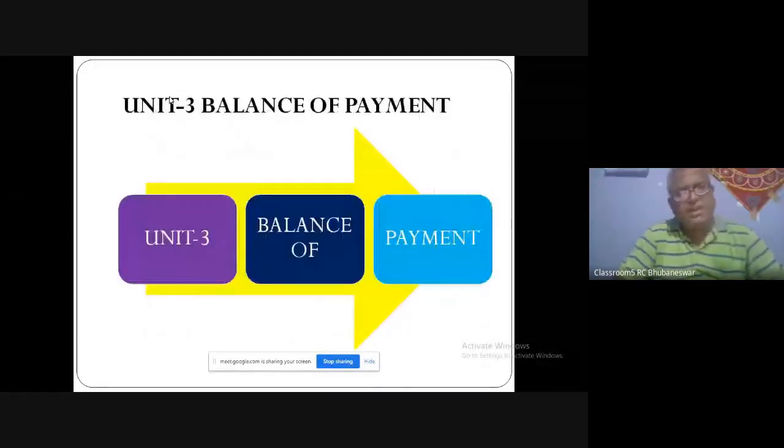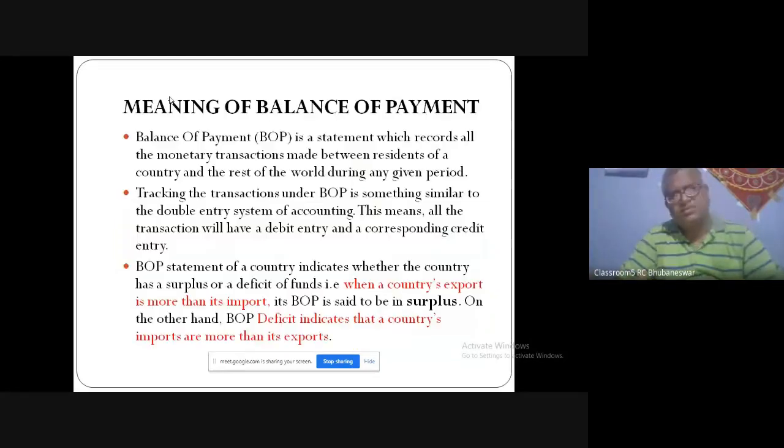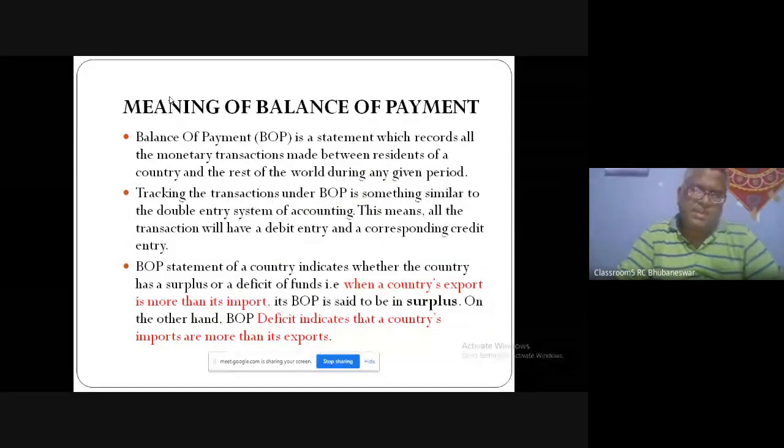And my dear students, this is the overall concept of Unit 2, that is neoclassical theory. But in Unit 3 there is another concept called the balance of payment. If you talk about balance of payment, it's just like a statement. It's just like a balance sheet.